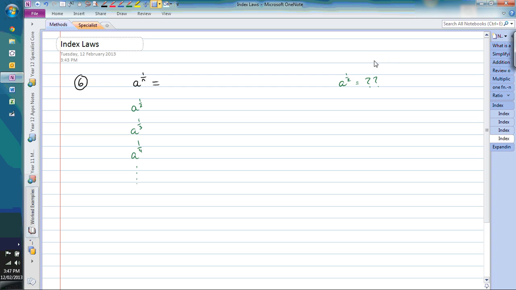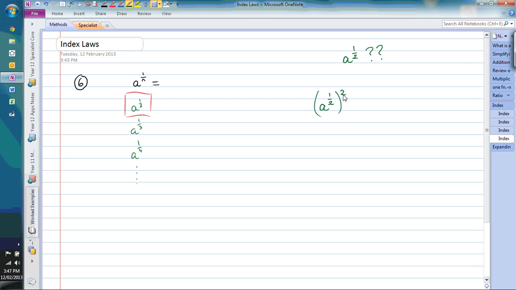So to start off, I'm going to look at this case here. Okay, what the heck does a to the power of 1/2 mean? We can get a feel for what this is going to mean by thinking about what happens if we square it. Let's take a to the half, and we're going to square it.